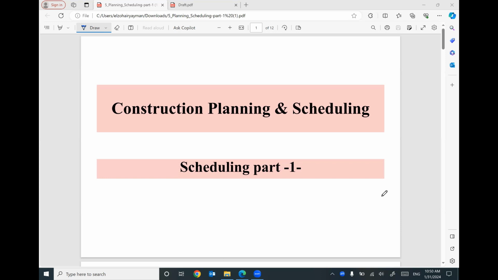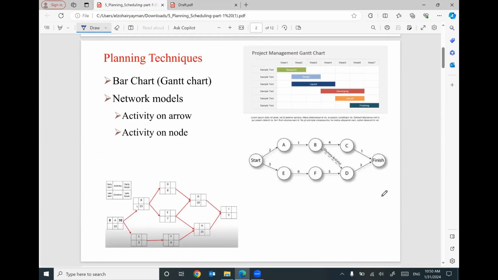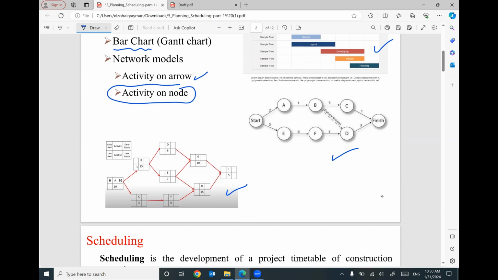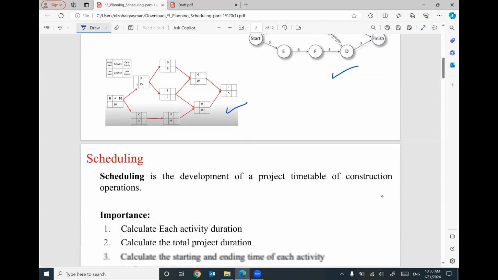In this video, I will continue our construction planning and scheduling course, but I will focus on scheduling. Previously, in our previous videos, I covered the different planning techniques in terms of bar chart and network models, activity on arrows, and activity on nodes. In this video, I will start to do scheduling for the project using the network activity on node. Later, in the following videos, I will repeat scheduling for the project using activity on arrow. But right now, let's focus on scheduling using activity on node.